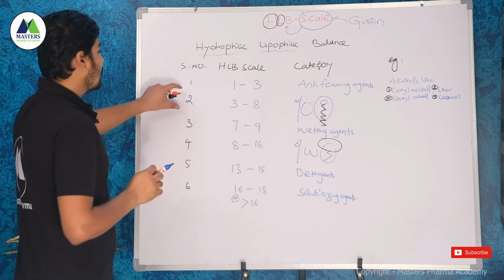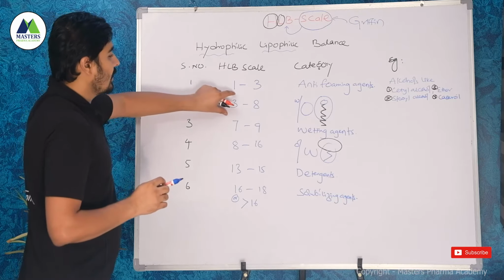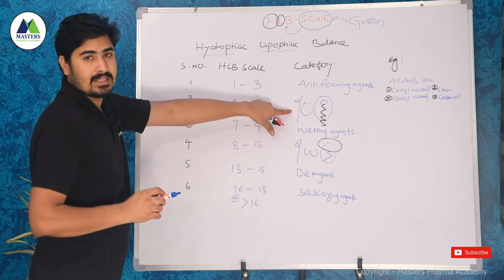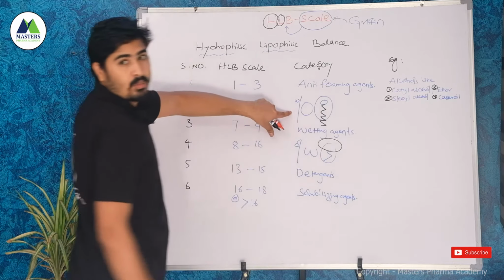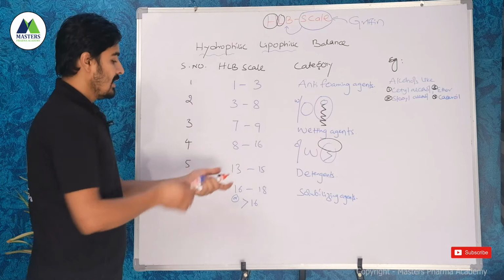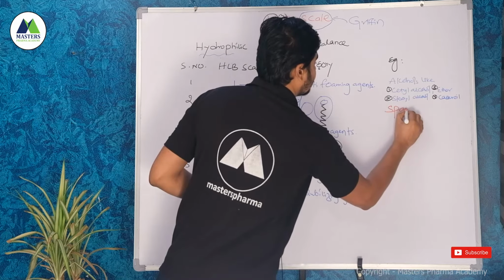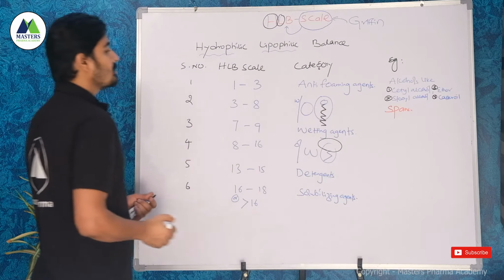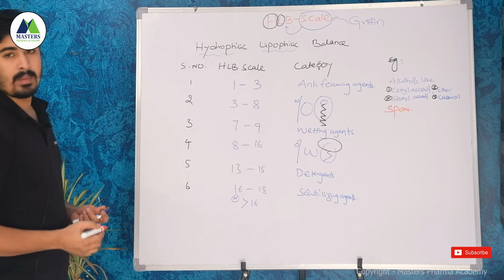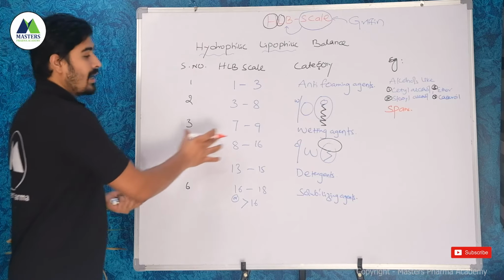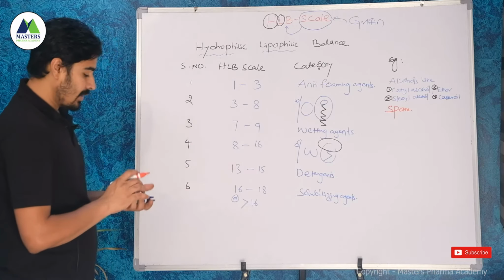Now examples of HLB scale 3 to 8, W by O emulsifying agents. Here the tail portion is more, which is oily in nature. Here the example is Span. It is very, very important. Spans belong to the W by O emulsifying agents. And 7 to 9, wetting agents.